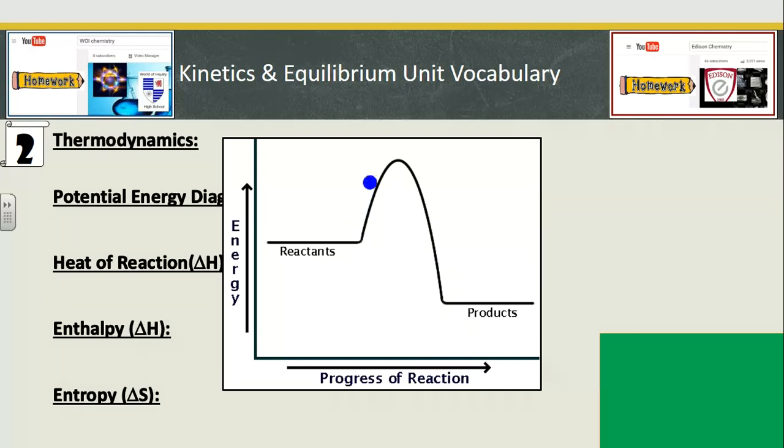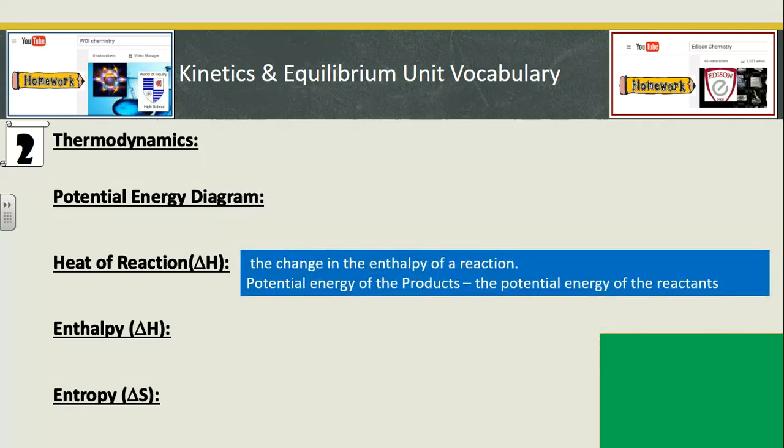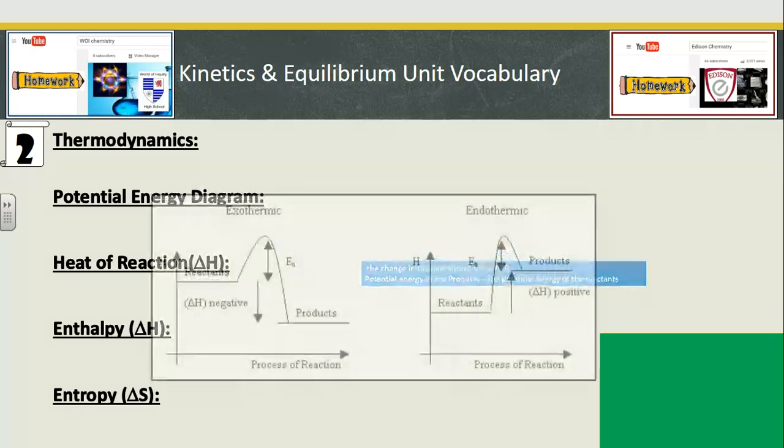The heat of reaction is the difference between the reactants and the products. You find that out by taking the energy of the products on the right-hand side and subtracting the energy of the reactants from the left-hand side. If you get a positive number, the reaction is endothermic. If you get a negative number, the reaction was exothermic.